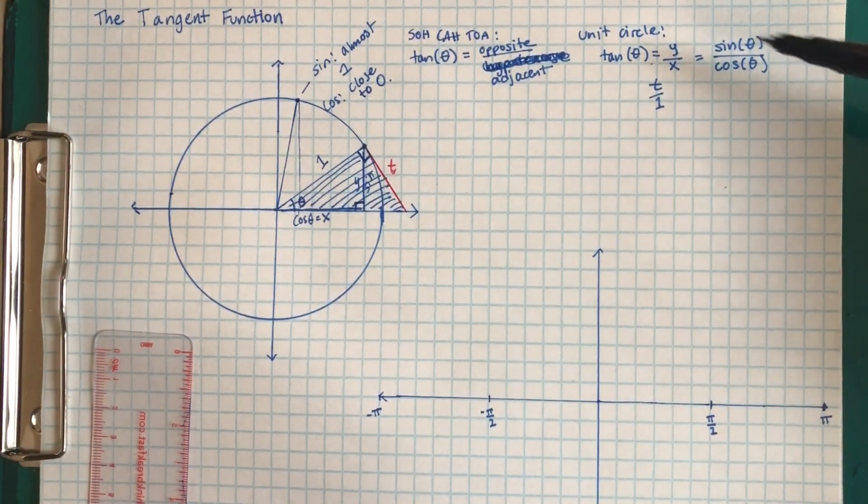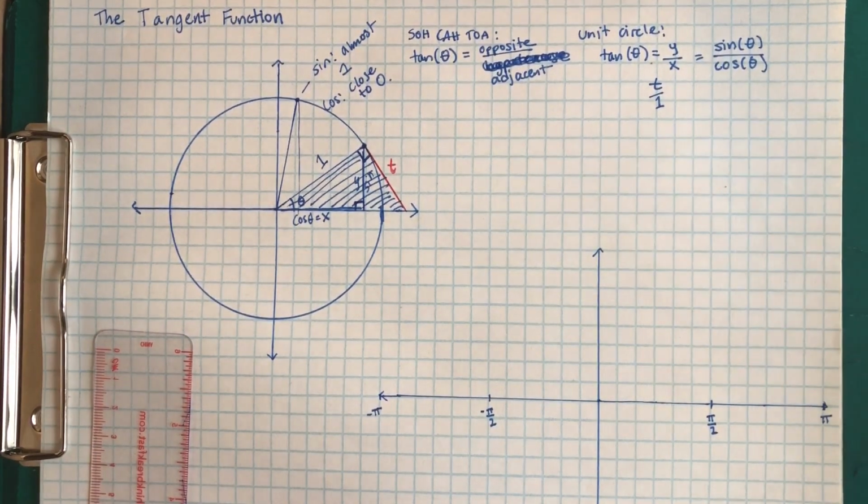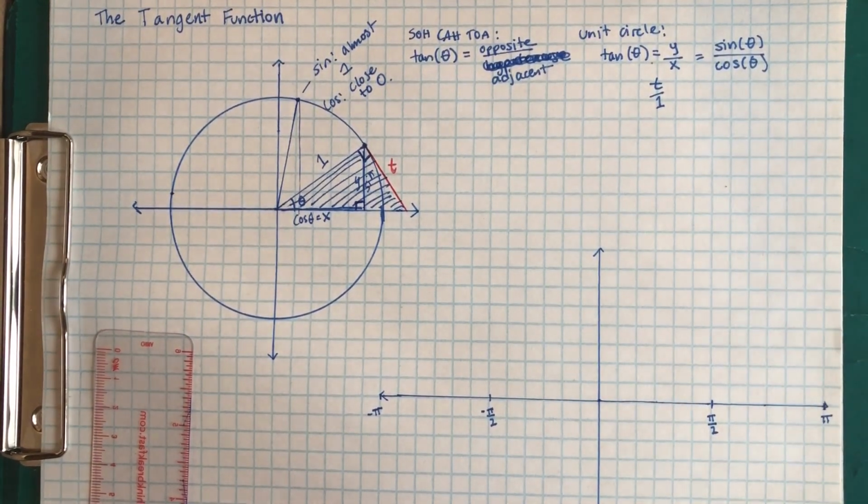So the tangent is the y over x, the sine over the cosine. We're taking a number close to 1, and we're dividing it by a small number that's close to 0. So when we divide these two things, 1 or close to 1 divided by something that's a small number, we tend to get a big number. Dividing by a number that's close to 0 gives you a really big number.